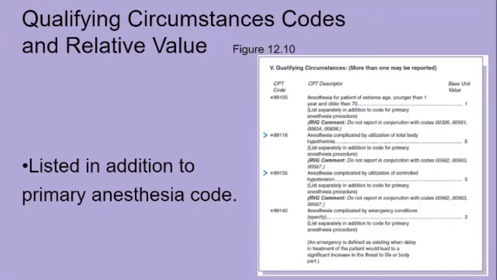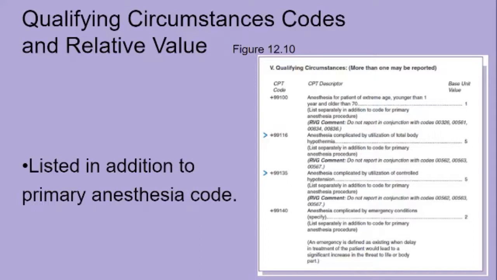It says qualifying circumstances. And 99100, you see there's a plus sign in front of all of these CPT codes, which means this is an add-on code. You cannot use these by themselves. But let's just see what they say. 99100 is anesthesia for a patient of extreme age, younger than 1 year and older than 70. It lists separately in addition to code for primary anesthesia procedure.